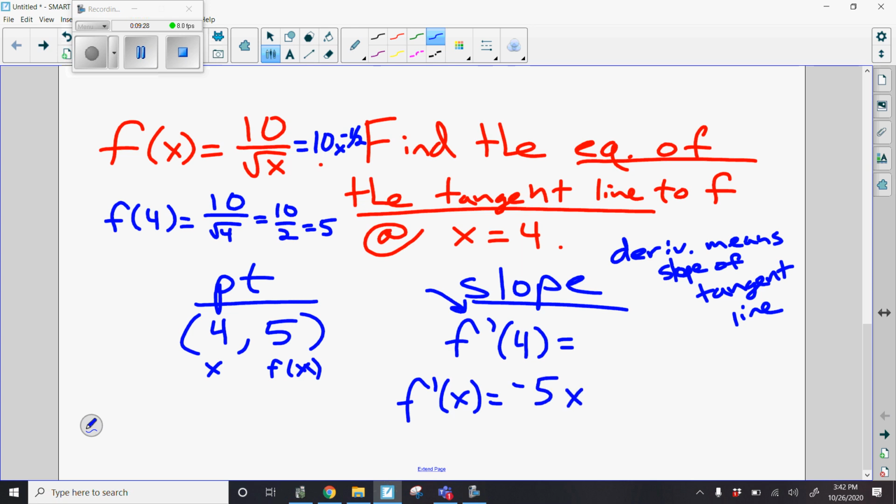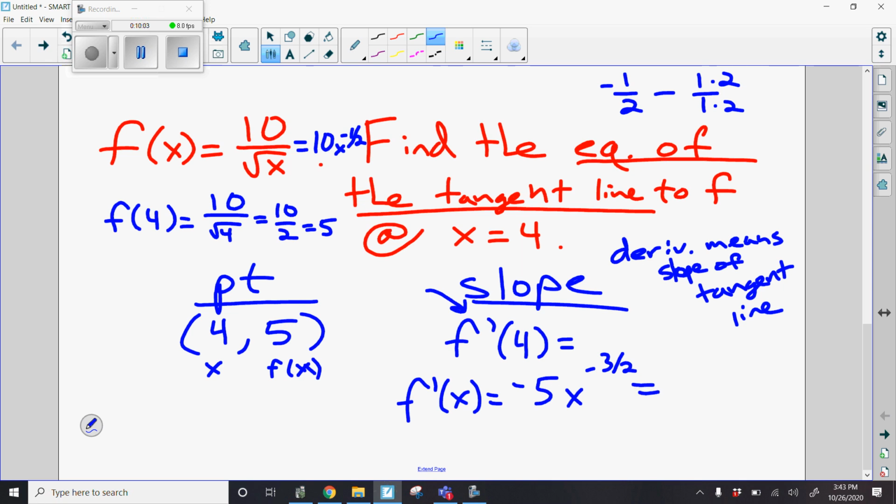And I have to think about my new power. Well, I have to do negative half minus 1. But again, when I subtract fractions, I want to make sure I have a common denominator of 2 there. So negative 1 minus 2 is negative 3, so I get negative 3 halves. Okay. So that's f prime of x, but I don't want to plug 4 in when I'm in this form, because without a calculator, 4 to the negative 3 halves can be a little tricky.